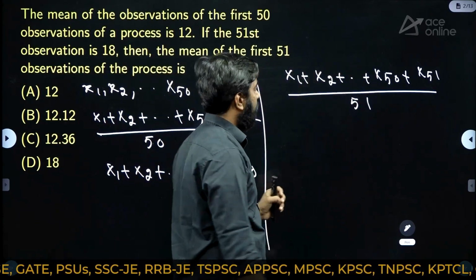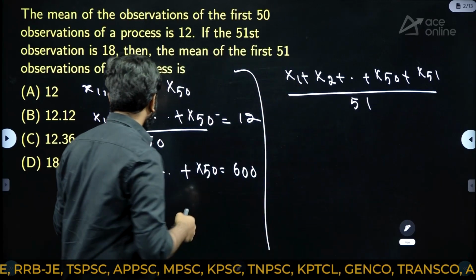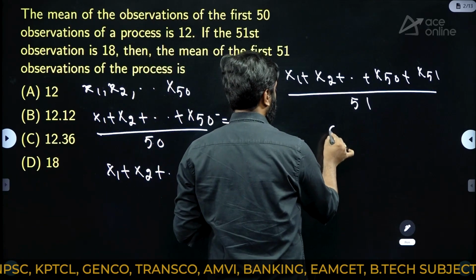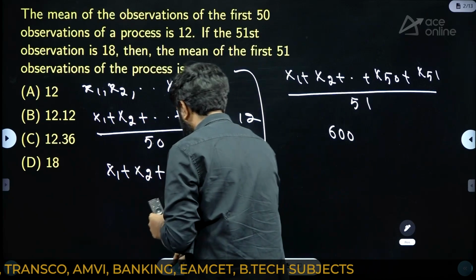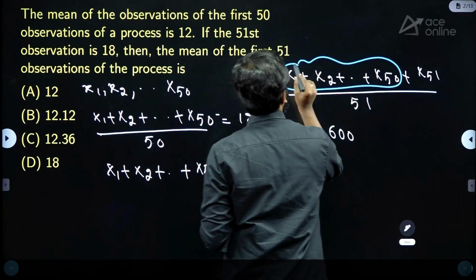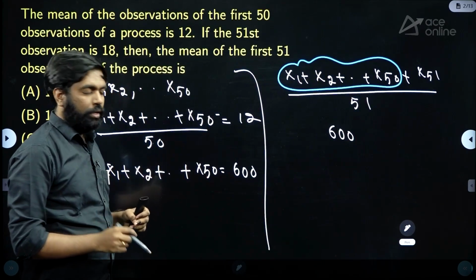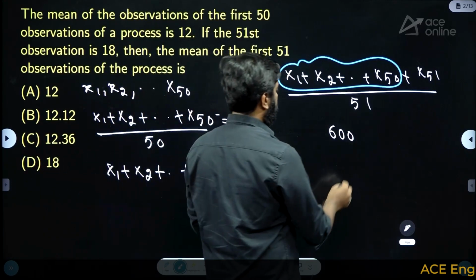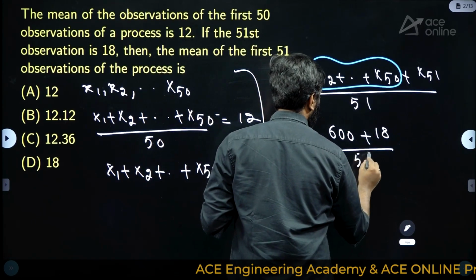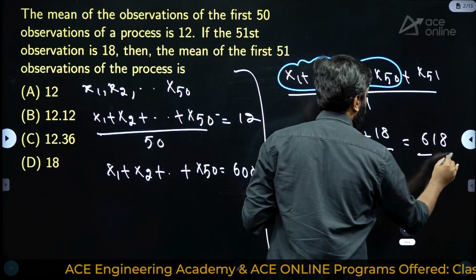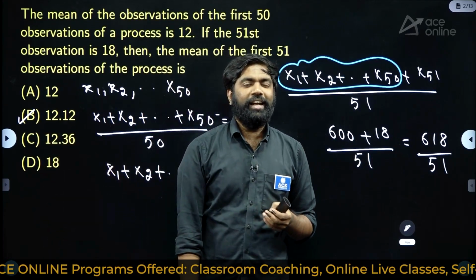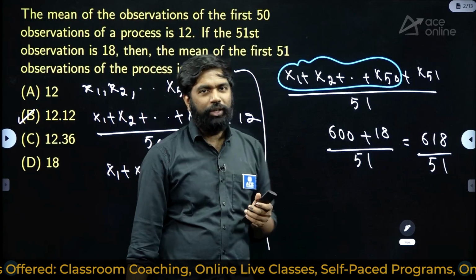Now this new ratio you have to find. From the previous data, we understood that x1 plus x2 plus up to x50 is 600, so you can utilize that information here. I'll highlight this with another color. You can check this. From our previous observation, this value is 600, so that's what is substituted here. It's 600 plus the new observation, which is 18, and the total number of observations is 51. So it is 618 by 51. Approximately it is 12.12. You can use your calculators and check this. Approximately 12.12 is the answer.